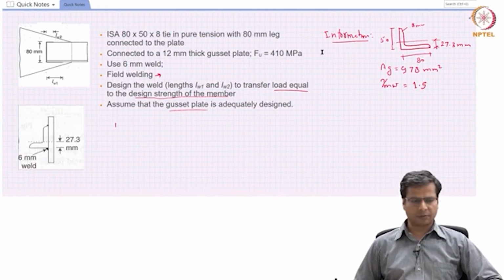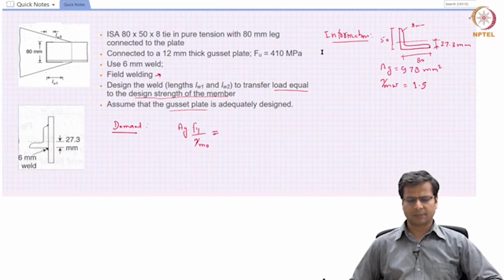So now let's start with calculating the demand on the weld. It is given that we need to design the weld to match the design strength of the member. So first we need to calculate the design strength of the member. Design strength of the member would be given by Ag Fy divided by gamma m0. This part is not part of this particular course, but it is expected that when you are coming to learn the design of connections, you should have a basic understanding of design of members themselves in pure tension. So this is quite straightforward. We will use the gross cross-section area multiplied by yield stress divided by factor of safety.